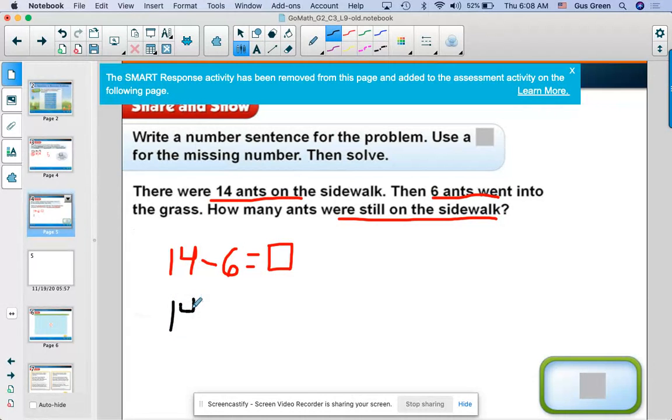14, take away 6. And again, lots of strategies here. I'm going to use a counting back strategy. I'm going to put 14 in my head and then count back 6 times. 13, 12, 11, 10, 9, 8. 14 minus 6 is 8. So I know that 8 ants are still on the sidewalk.